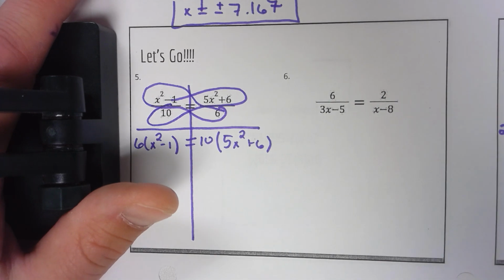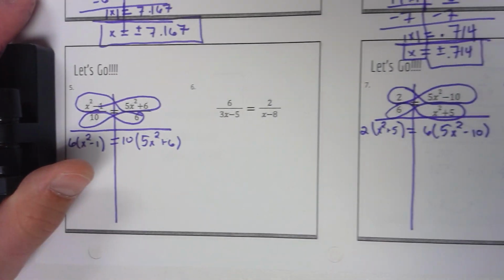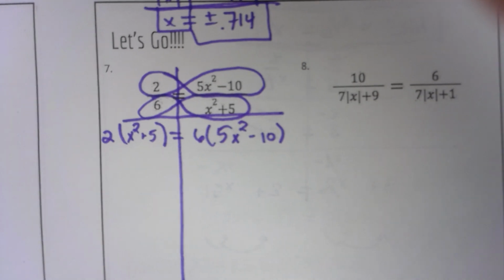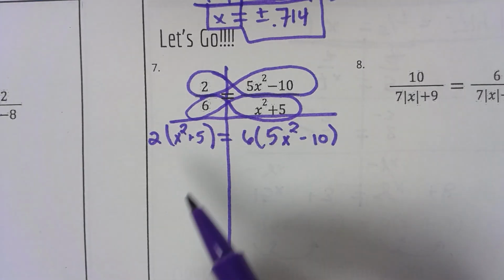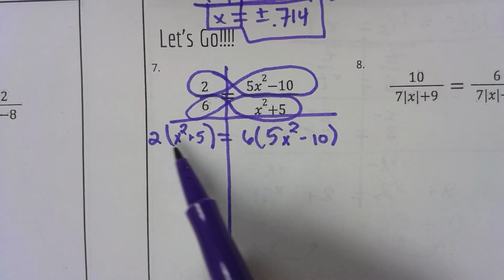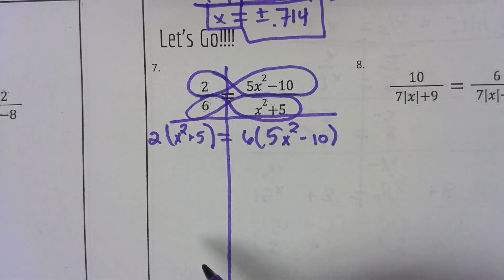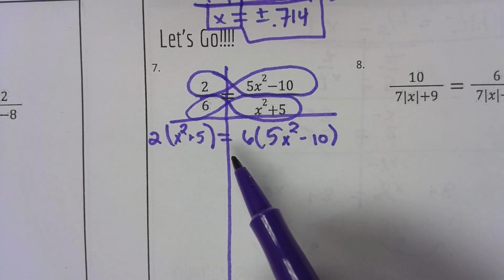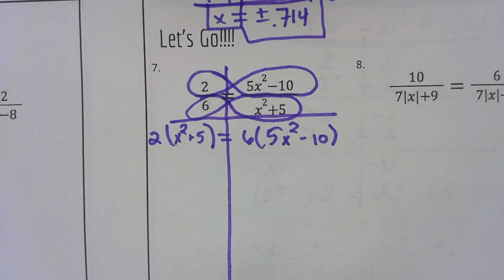But then for number 7, the cross multiplying, on one side of your equation, you should have 2 multiplying to x squared plus 5. And on the other side, you should have 6 multiplying to 5x squared minus 10. Again, take it from there. We'll go over both of these answers, and then I'll get you going on the homework shortly after.